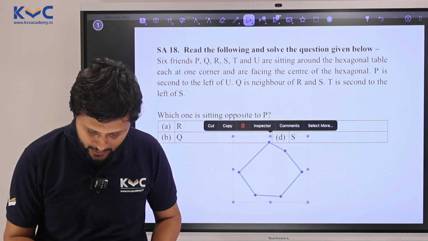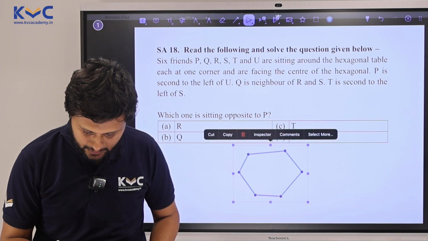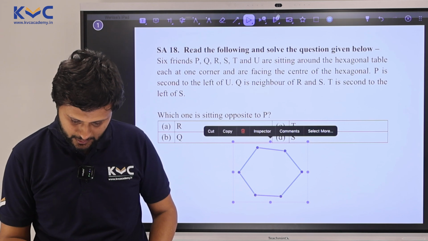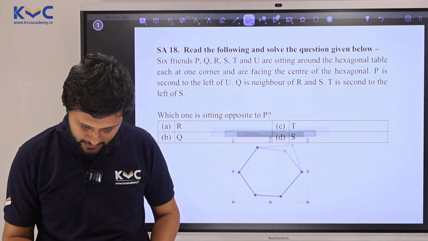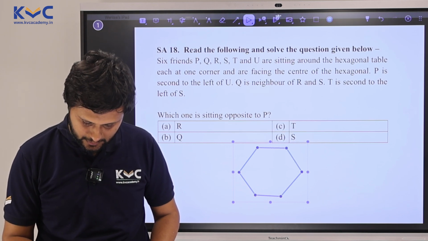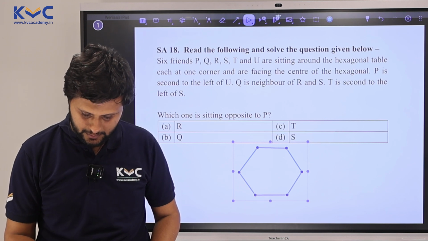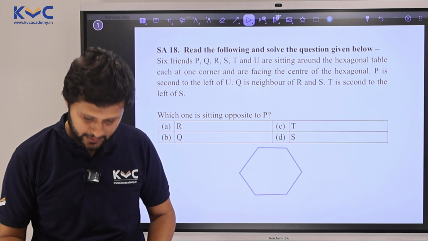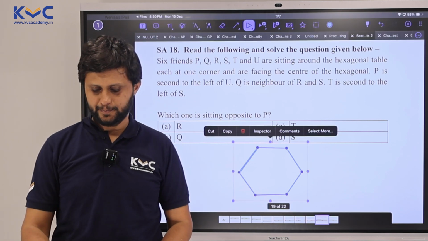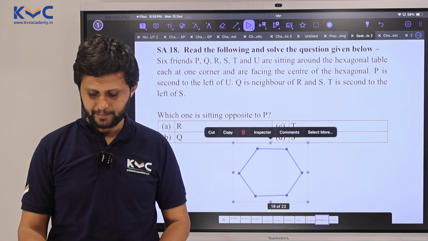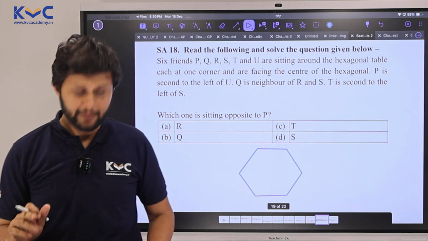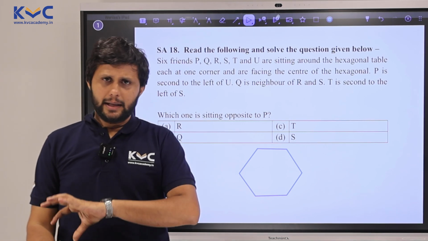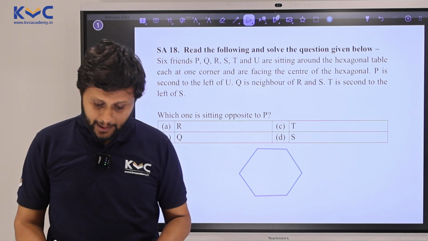5 should be over here, and the sixth one. 1, 2, 3. I got 6, right? Enough, I guess. Oh no, one more line is remaining. Okay, here 6. Fine. Hexagon is ready, having 6 sides. And in every corner there is a person sitting.